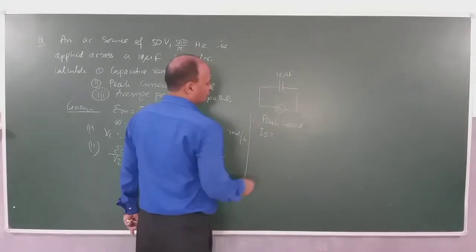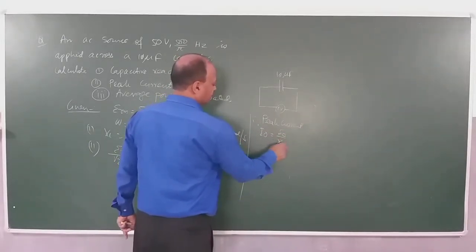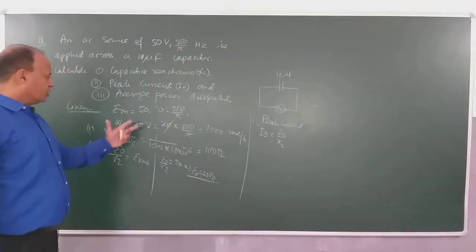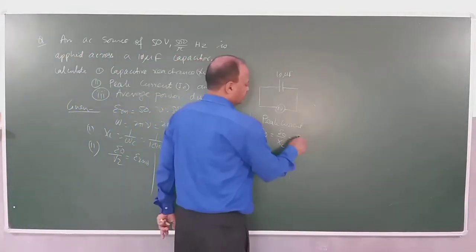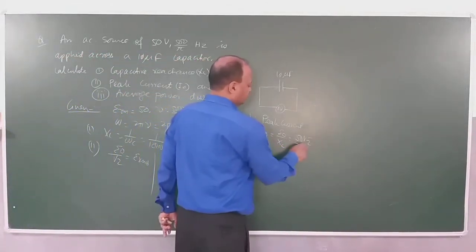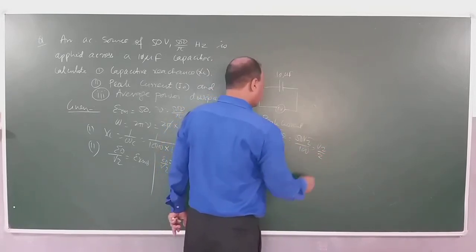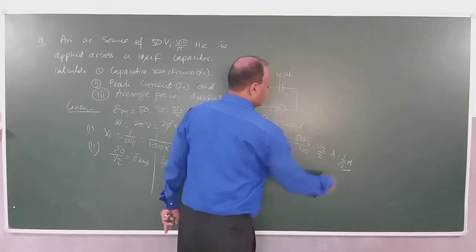I naught is equal to E naught by X, and E naught we already know: E naught is 50 root 2, right? So we have 50 root 2 by 100, that is root 2 by 2 ampere, or 1 by root 2 ampere.